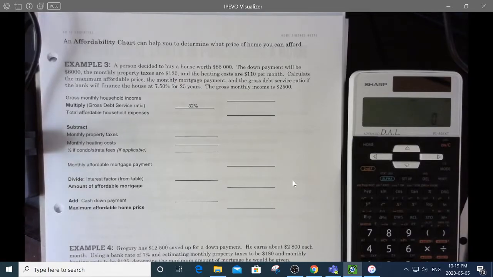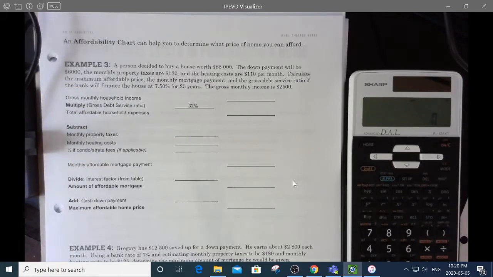Most of the questions in assignment 4 for the homework work that way, but a couple times they ask you the question backwards. Instead of, here's the price, can I afford it? It asks, here's the situation for this couple or this person trying to buy a house. How much house can they afford? If they're asking it backwards, there are two ways you can do it. One is to do this fairly lengthy but not really very complicated thing called an affordability chart.